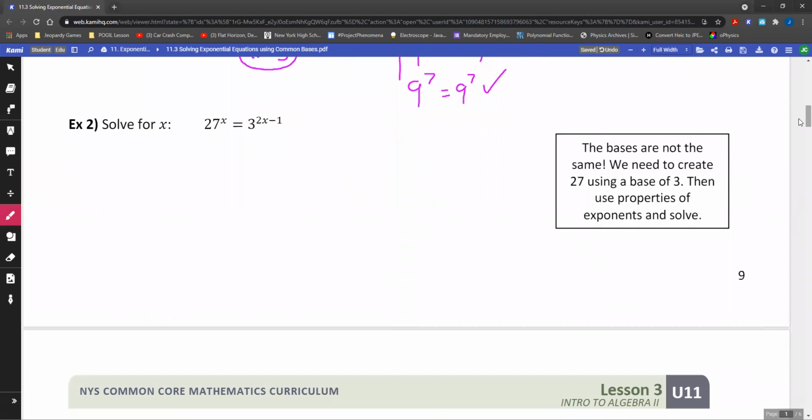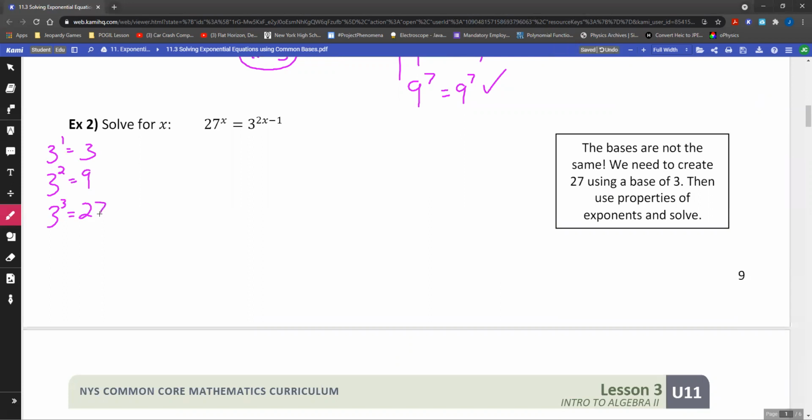Now we get to this one. Here, the bases aren't the same because 27 isn't equal to 3. So what I actually have to do is rewrite 27 so that it's a power of 3. Well, again, 3 to the first is 3. That's not 27. 3 squared is 9. That's not 27. But 3 cubed is 27.